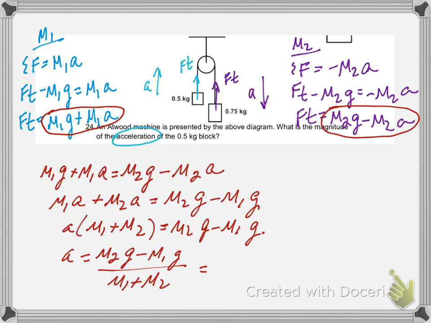So mass 2 is 0.75 times g, which would be 7.5, minus mass 1 times g, which would be 5, over mass 1 plus mass 2, which would be 1.25. When you do the math here, it comes out with an acceleration equal to 2 meters per second squared. Don't have the choices, but 2 meters per second squared is your answer.